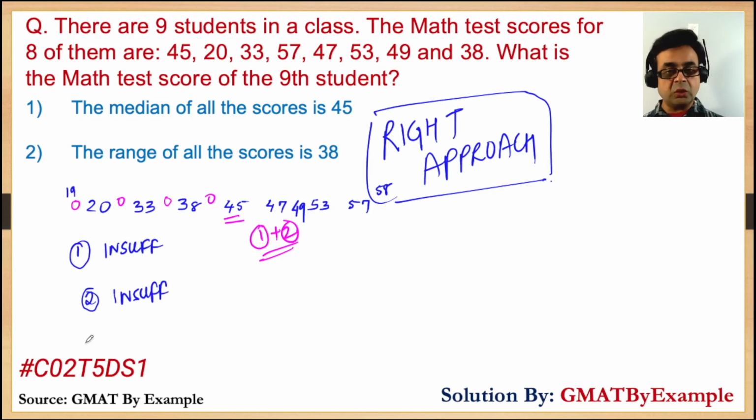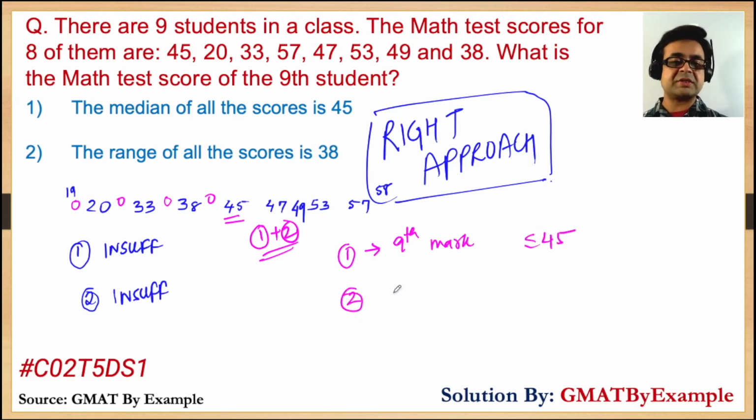From statement number two, we know that the range of all the scores is 38, and we knew there were two possible values that could make the range 38. One was 58, which is way above 45, and one was 19, which is way below 45. Statement one is telling us that the ninth mark has to be less than or equal to 45. Statement two is telling us that there are two possibilities, 19 and 58, for the range to be 38. When you combine these two statements, there is only one value, 19, which is less than 45, that would fit the description, and hence the math test score for the ninth student would be 19. That is sufficient to answer the question because you're getting a unique value.